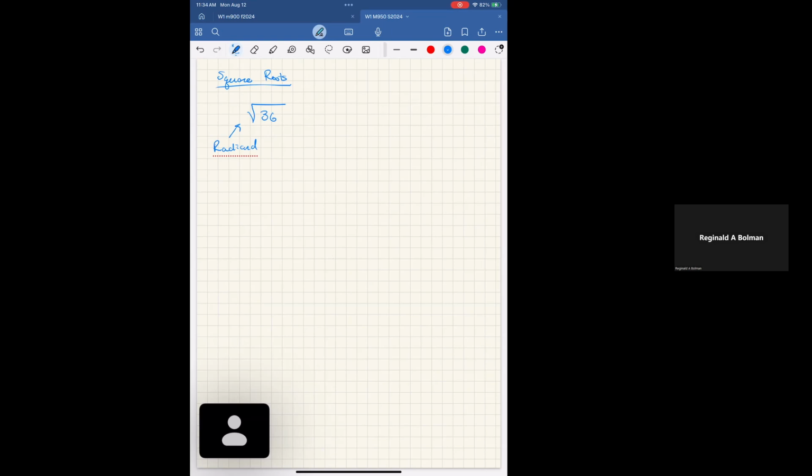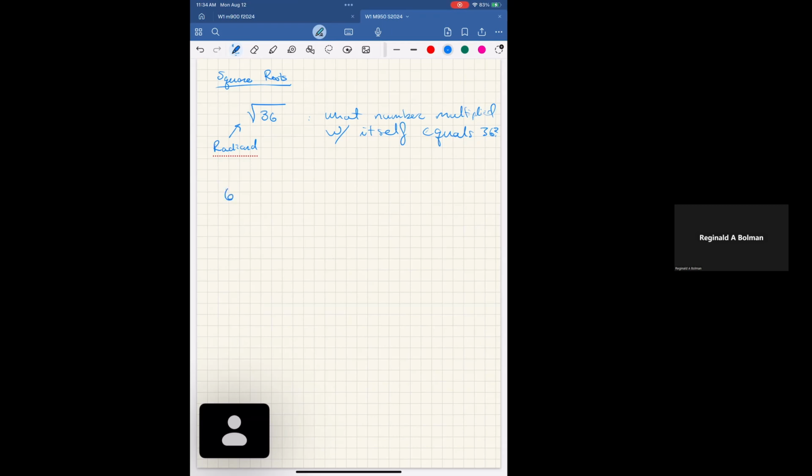And what the radicand means is it's asking the question. It's actually asking you a question. It's saying, what number multiplied with itself equals 36? So the radicand is just asking a question. It's saying what number multiplied with itself is equal to, in this instance, 36.